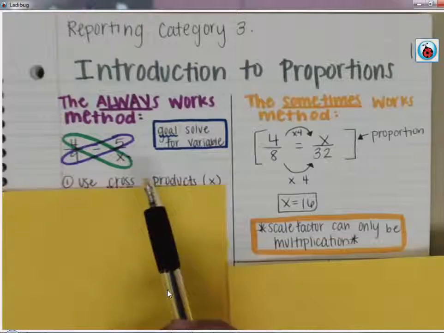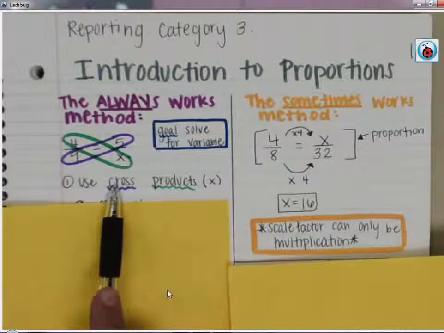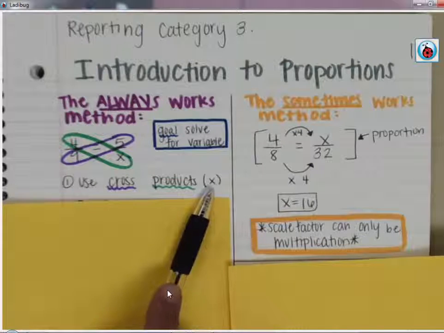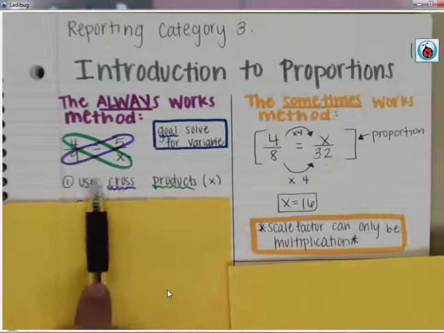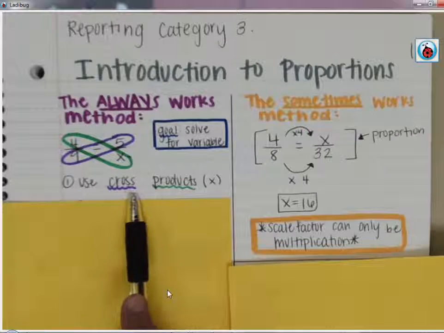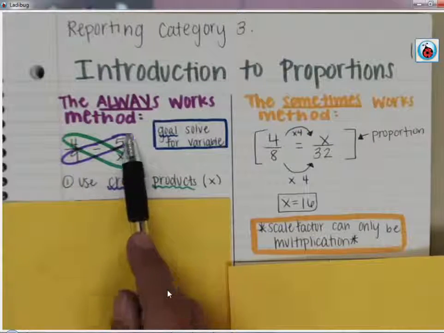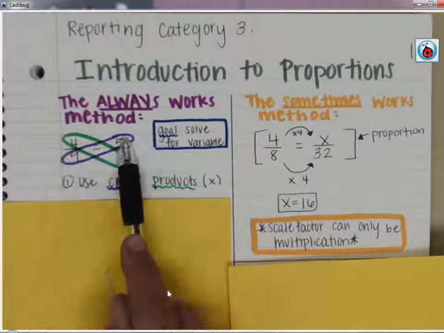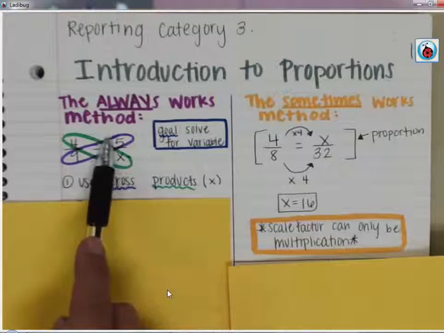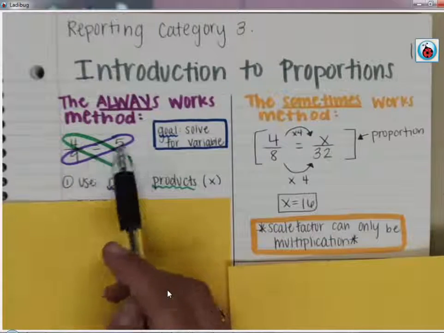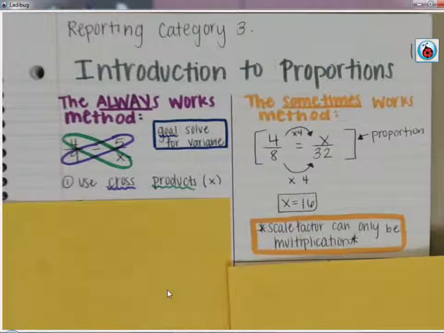Alright, how do we do that? The first step is to use cross products. I put in parentheses a little multiplication sign because we are going to multiply. Do you see how I underline them in different colors? You're going to cross your two numbers one way and multiply, then cross the two numbers this way. Ms. Hitchcock, do we have to circle the numbers? Yes, you have to circle what you're multiplying together. So you do cross products, and your paper should look like this right now.